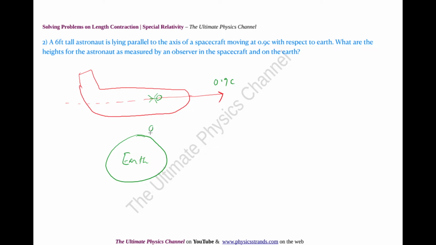An observer here can also measure the height of the astronaut, because on Earth, if the astronaut is at rest, his height was 6 feet originally. Now when he is traveling, what would be the height measured by this Earth-based observer? Suppose there is an observer standing next to him on the spacecraft. What would be the height he would measure? That is why the question asks: what are the heights measured by the observer in the spacecraft and by the observer on the Earth?